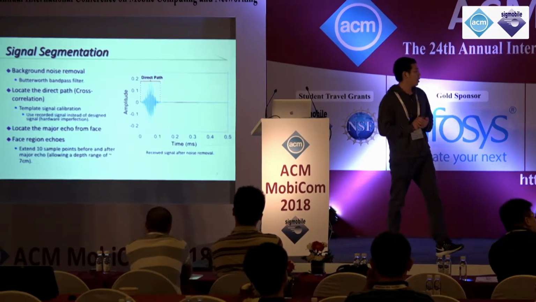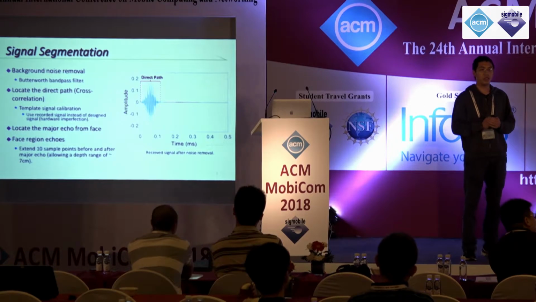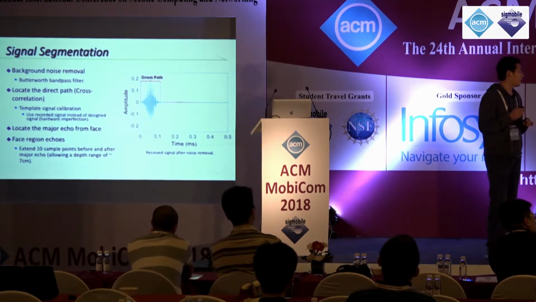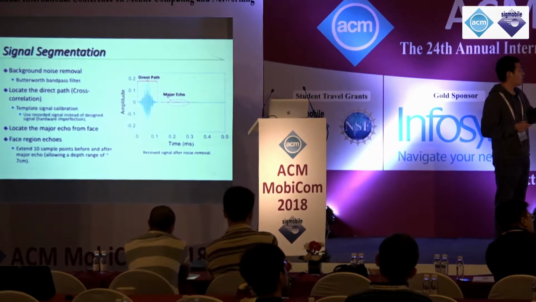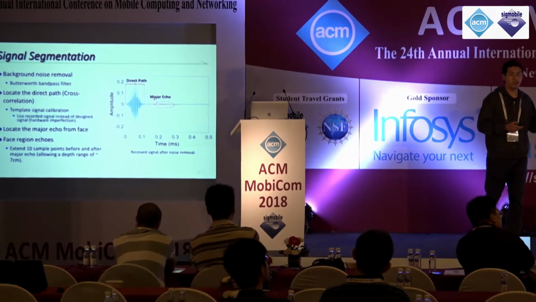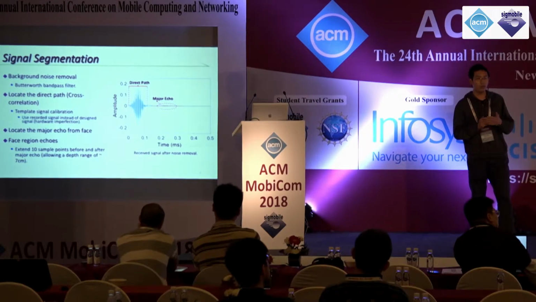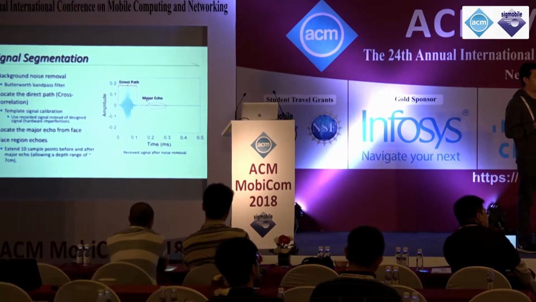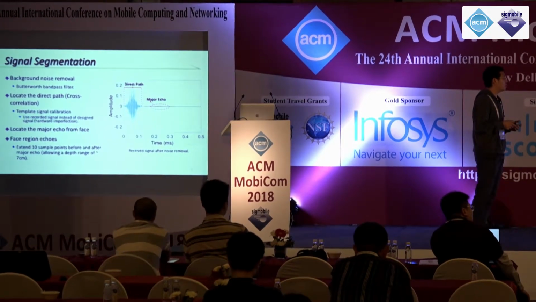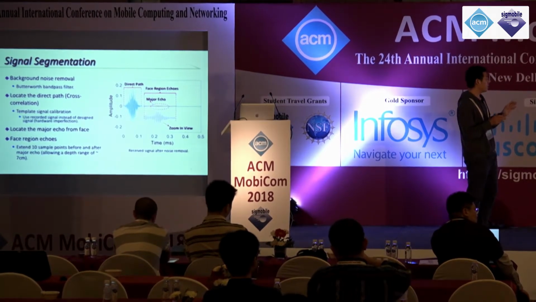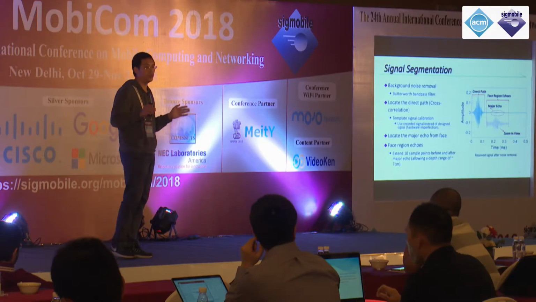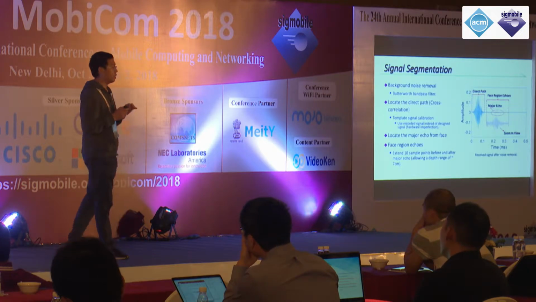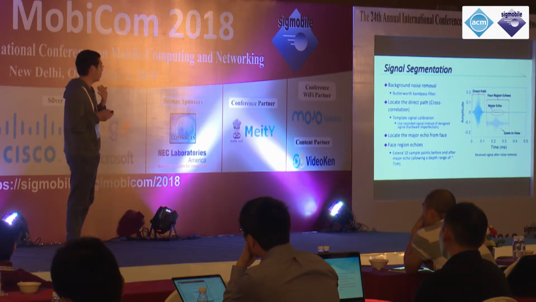Next, we need to locate the direct path signal, which is the signal from the speaker to the microphone directly. After that, we need to localize the major echo. In this step, we just assume your face is a plane so that we can find a major echo from your face. After that, we extend this signal by 10 samples before and after this major echo. This gives us a depth of 7 centimeters to cover the depth of your face.